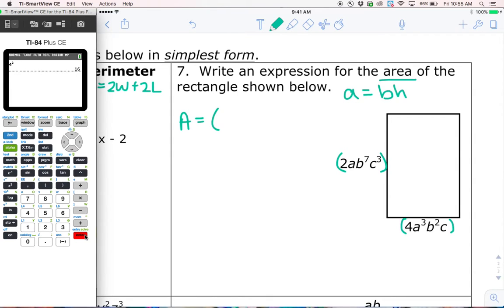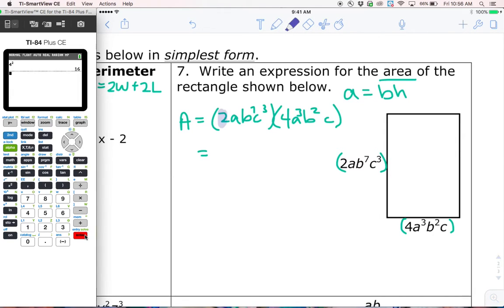Okay? So I'm going to take 2a b to the 7th c^3 times 4a to the 3rd power b squared c. Now this is the same rule that we used in problem number 2, except we just have more stuff, right? So let's just remember constants with constants, exponents with exponents, right? A's with a's. Here's what I mean.